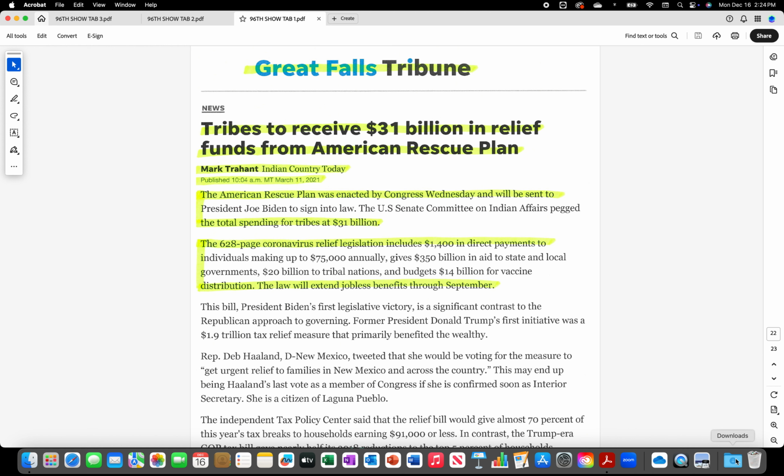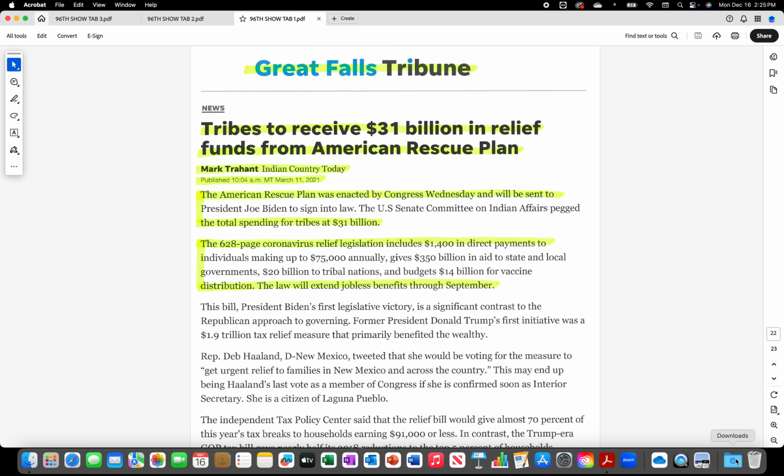Great Falls Tribune. Tribes to receive $31 billion in relief funds from American Rescue Plan. Mark Trahant, Indian Country Today. Oh, and just by the way, the American Indian was reclassified as Negro, Negro, Negra, Negress, colored, African American, the blacks, in order to separate us from the soil, in order to make it right. Because if you go by the agreements made early on, it would be unlawful to treat the American Indian, the original inhabitants of this soil, in a certain manner.